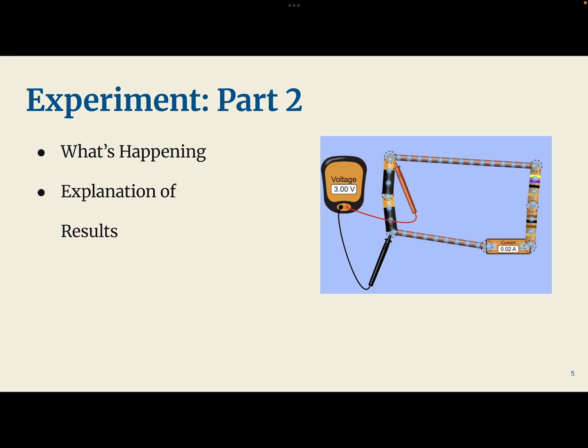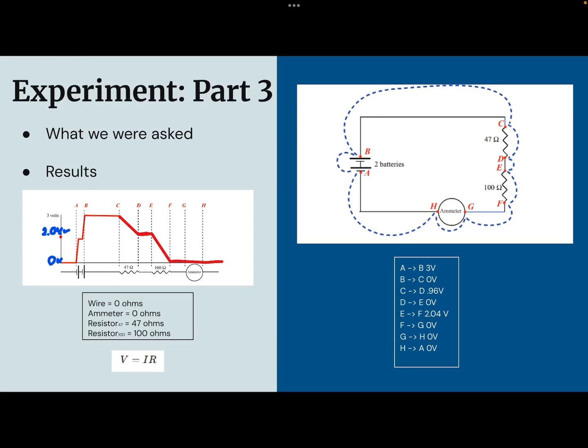Here I took one battery away, and then measured the voltage of the circuit. As you can see, the potential difference was 3 volts. Here, the other experiment wanted us to measure just one of the spots, while this asked us to measure the entire circuit. The results of each position were as shown.